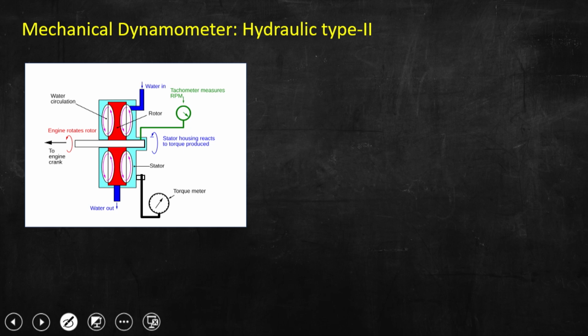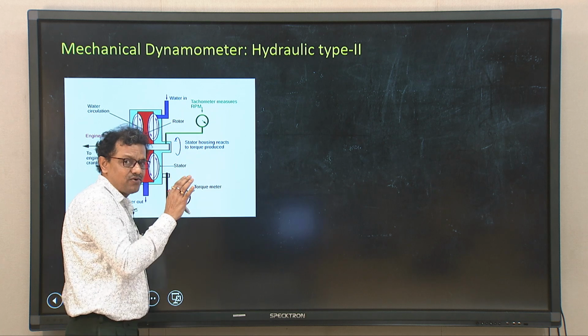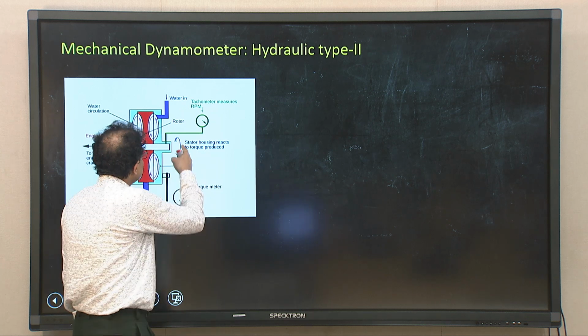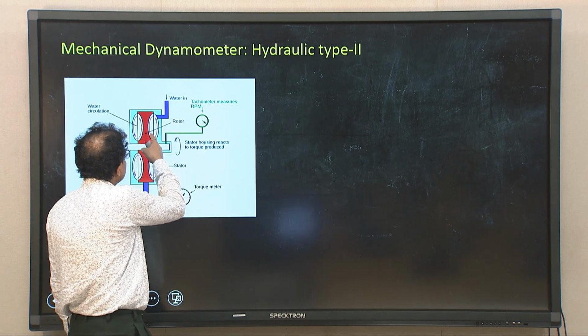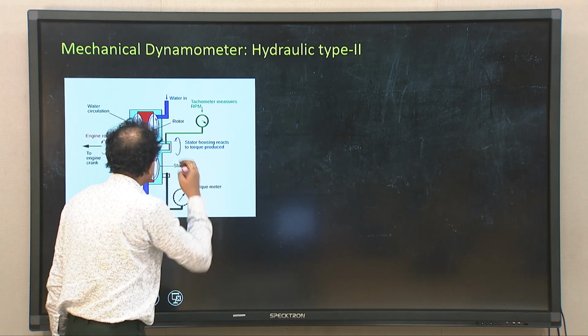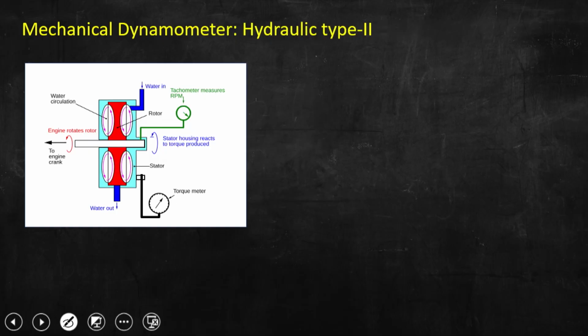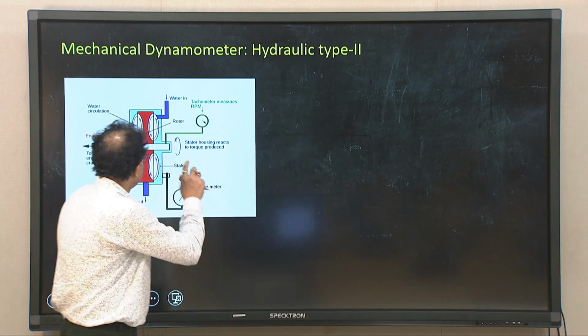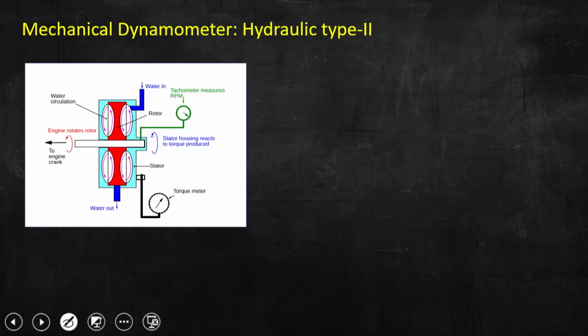So, as I said, in this type the coupling force arises from the change in momentum of the fluid as it passes through the rotor to the stator and again back. So, let me write a few lines here. Before writing them, let me tell you the procedure by which this particular device can be used to measure power output.